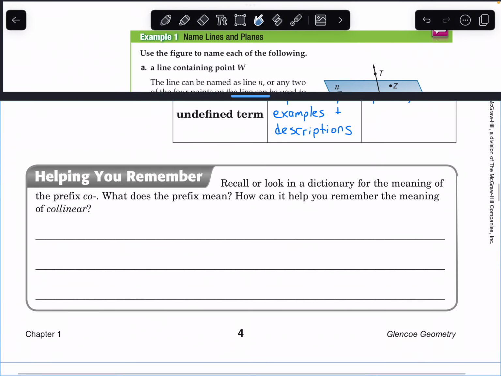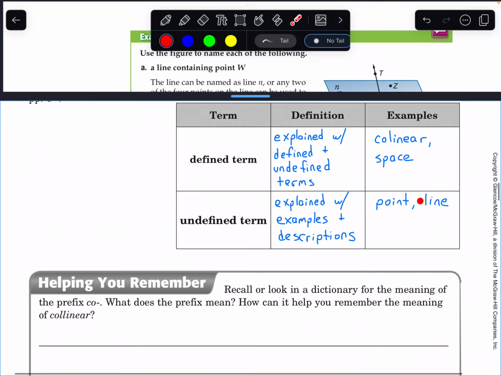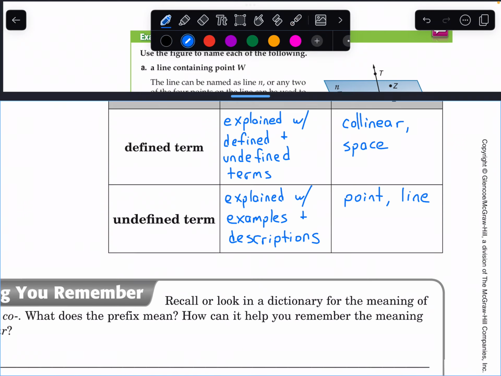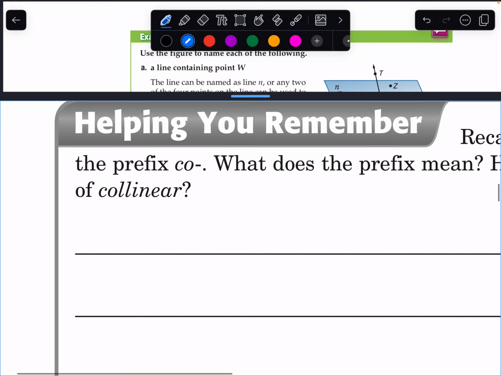And finally, helping you remember. Recall or look in a dictionary for the meaning of the prefix co. What does the prefix mean? How can it help you remember the meaning of collinear? I forgot that there are two L's in collinear. We'll fix that there. All right, what does the prefix co mean? Co means with or together.